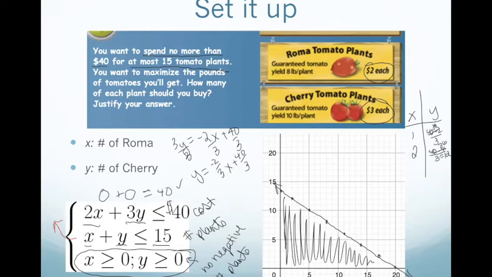Our next equation, I want to solve for y. I would get that y equals negative x plus 15. So that's starting at 15 with a slope of negative 1. This will be my line. Testing 0, 0: 0 plus 0 is less than or equal to 15. That works. So again, I'm shading towards 0, 0.